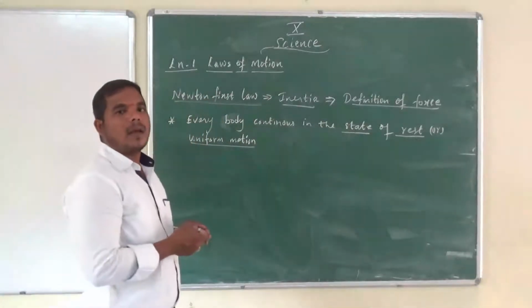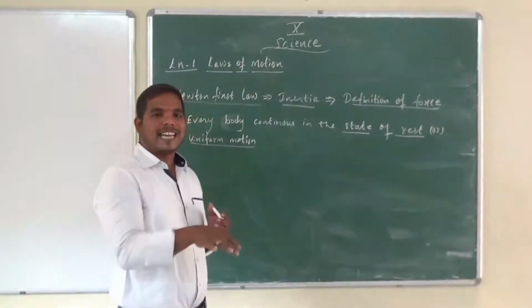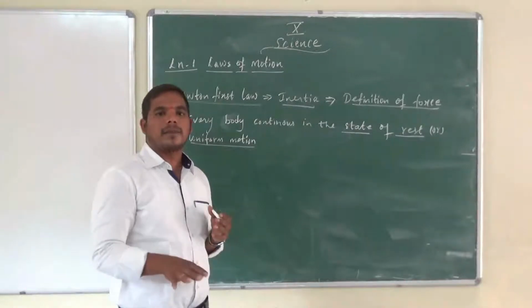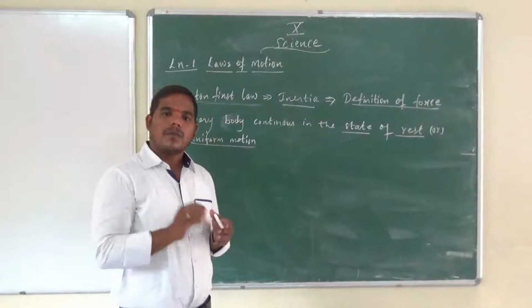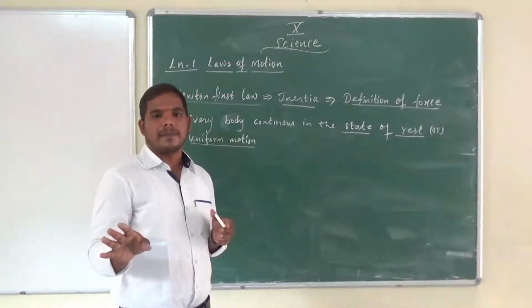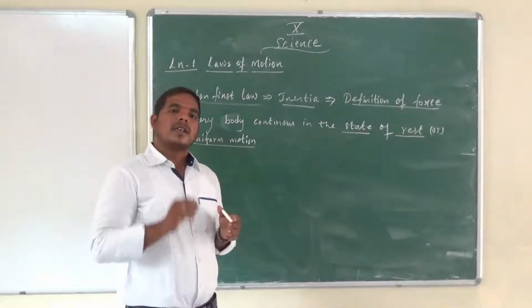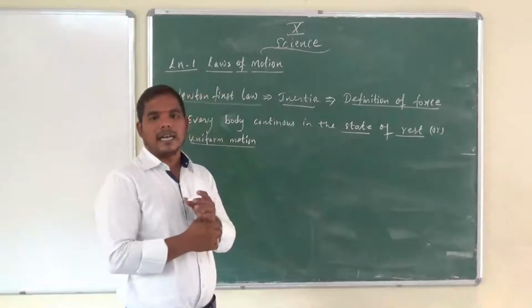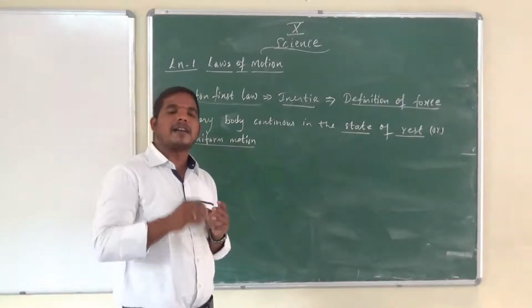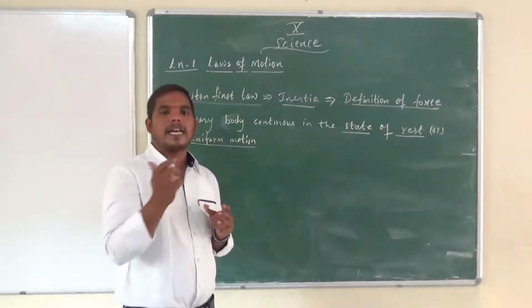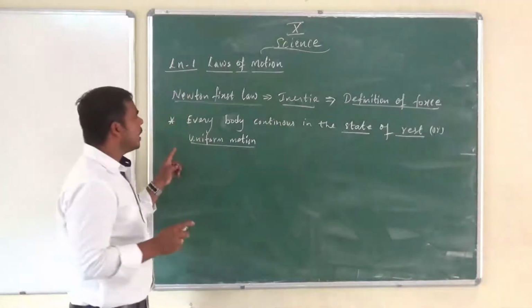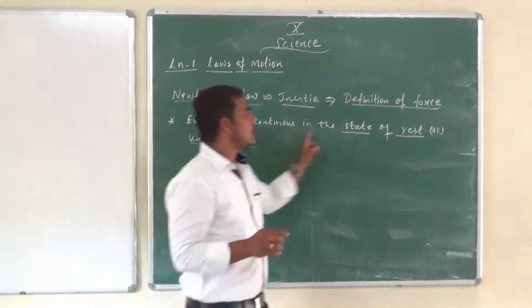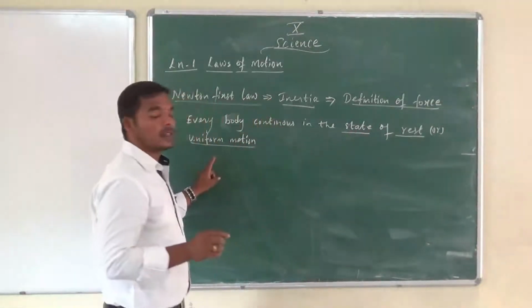For example, in your home, one chair is there. If you don't disturb it, the chair does not move anywhere. How long? Without disturbing. Suppose the fan in your home is continuously running. Without switching off, the fan continuously keeps running, even without power off also. So every body continues in the state of rest or uniform motion.